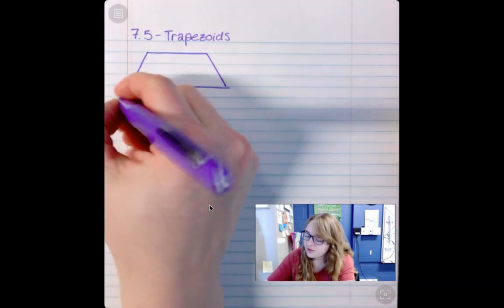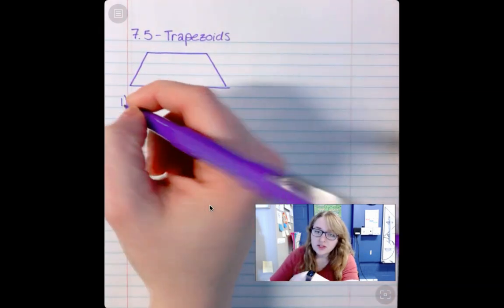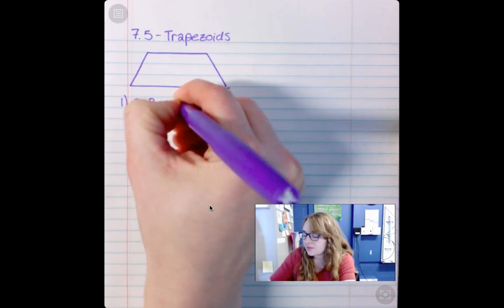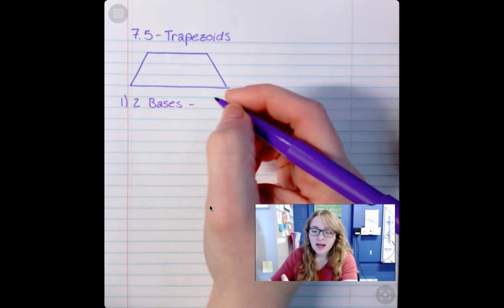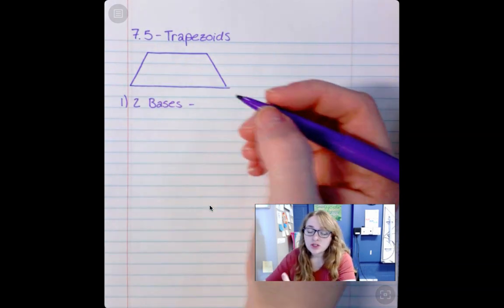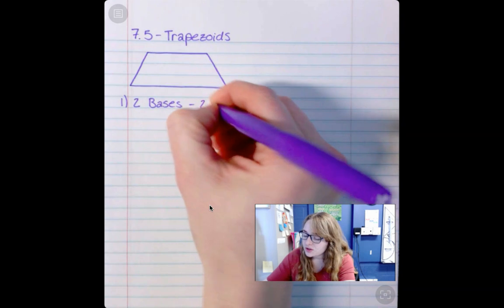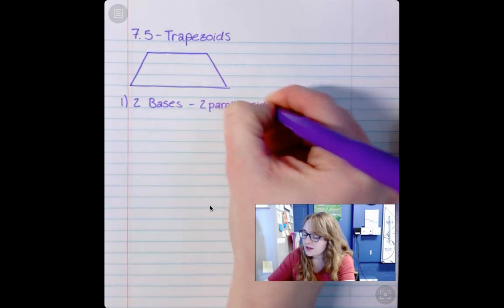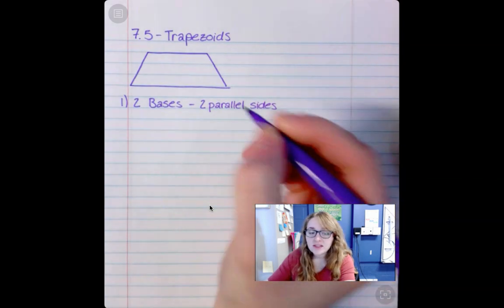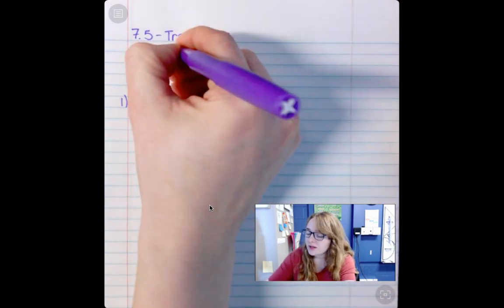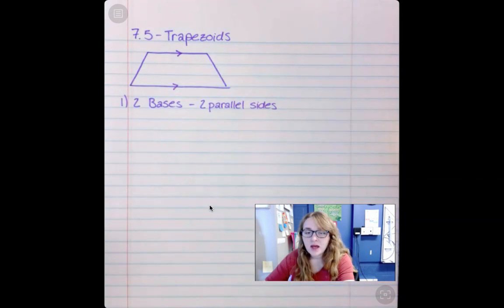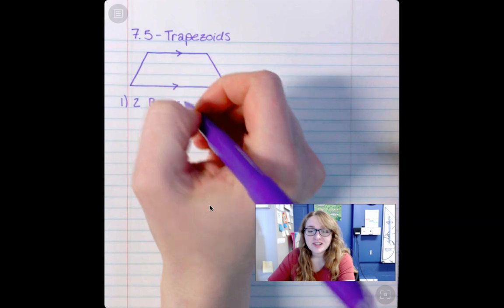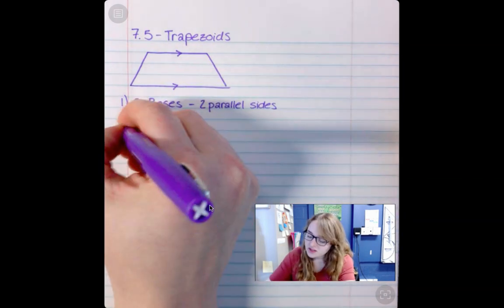Okay, so the first rule or the first definition about trapezoids is that it has two bases. Now we remember the base or bottom of a triangle, but a trapezoid has two bases, and these are the two parallel sides. Okay, in this stereotypical trapezoid, it would be the top and the bottom. And remember, we notate parallel lines with these little arrows here.